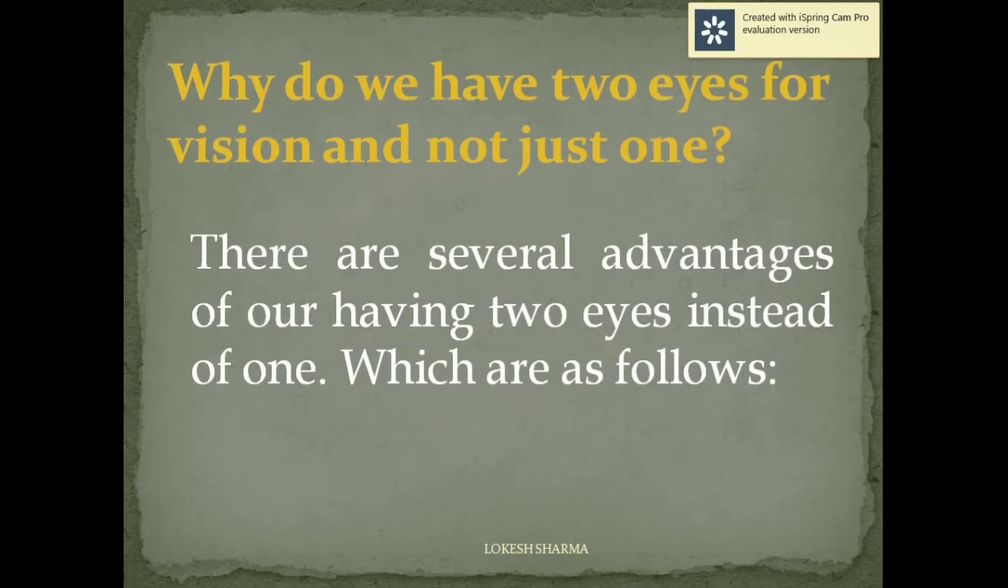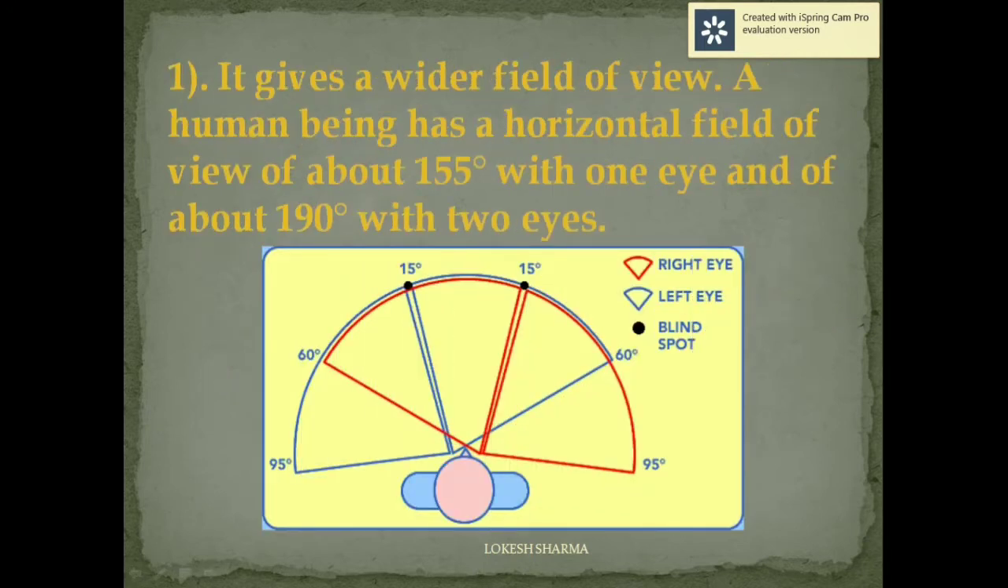The first advantage is it gives us a wider field of view. A human being has a horizontal field of view of about 155 degrees with one eye and about 190 degrees with two eyes. This red line is the field of view of our right eye. It starts from 60 degrees towards our left hand side and goes up to 95 degrees on our right hand side, and thus the angular difference becomes 155 degrees.